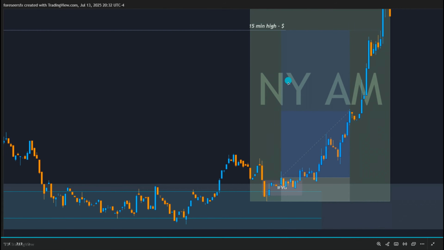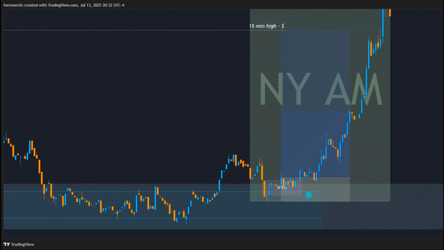So we wait for our kill zone time to hit and align. Price comes down, taps into that order block again, and it's respecting it. And then we have what? An inverted fair value gap.